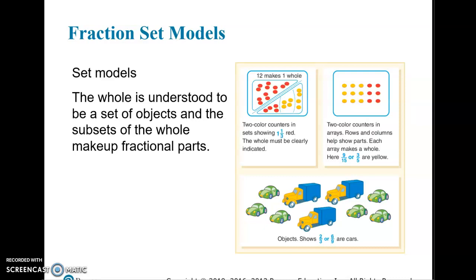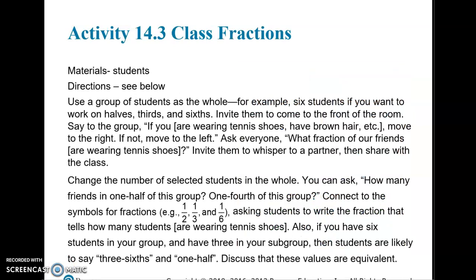In an example, if the 12 counters make the whole, then a subset of 4 is 1/3, not 1/4, because 3 equal sets make up the whole. Here's a good example with fractions.